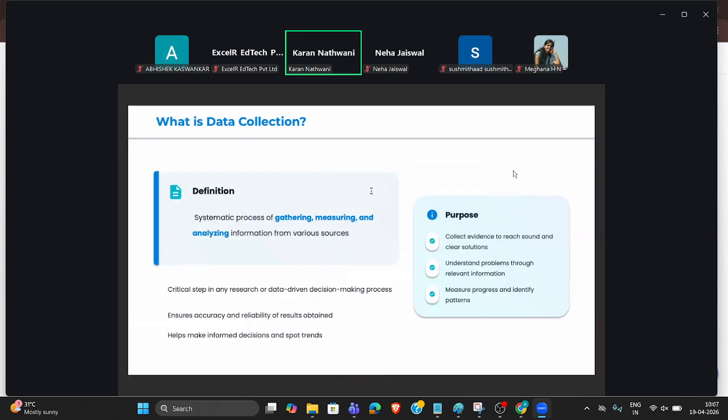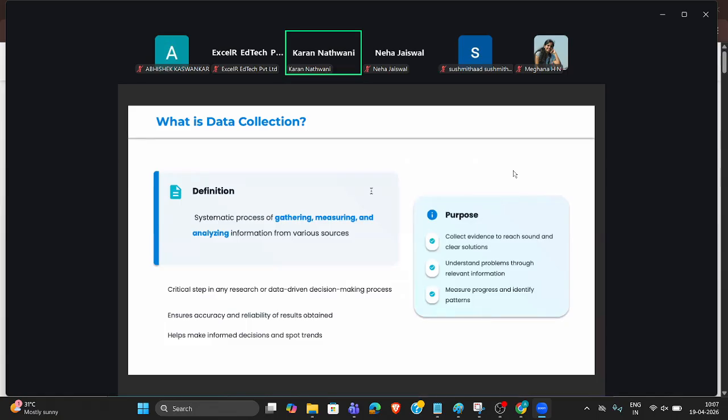So the definition of data collection is a systematic process of gathering, measuring, and analyzing information, where we get the data from various sources. What does it mean? It's a measurement of the data. It's a process of collecting the data from various sources. Now, the very important point here is various sources.